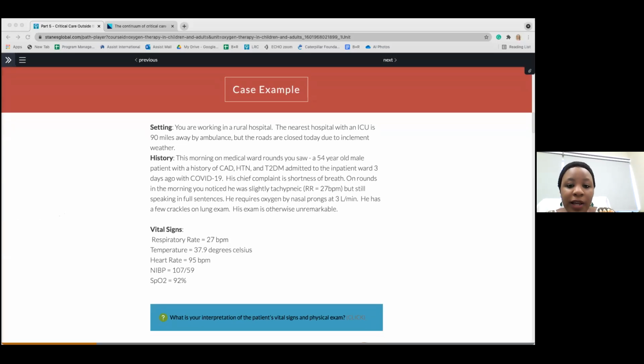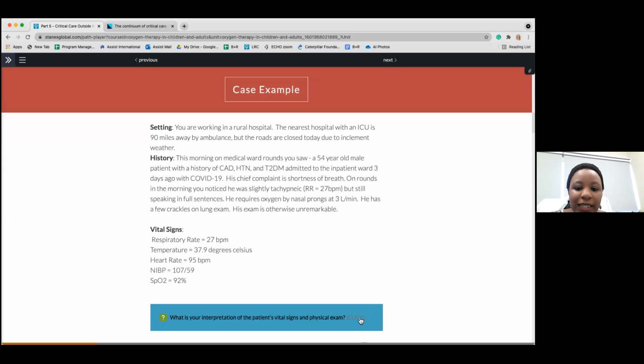Because you're a good healthcare worker, you took his vitals, and this is what you found. The respiratory rate is 27 breaths per minute. The temperature is currently 37.9 degrees Celsius. The heart rate is at 95 beats per minute. The non-invasive blood pressure is 107/59, and the SpO2 is at 92%. Remember, he is on oxygen via nasal prongs at 3 liters per minute. So, class, looking at the vitals of this patient, how would you interpret your patient's vitals?